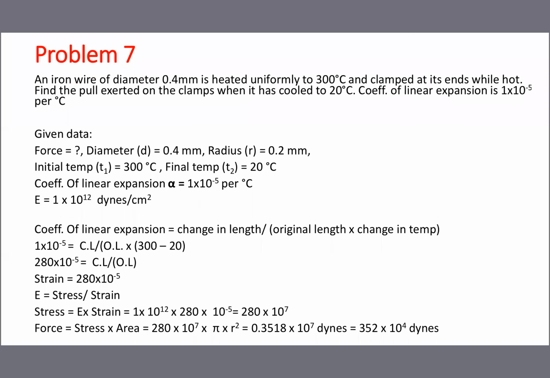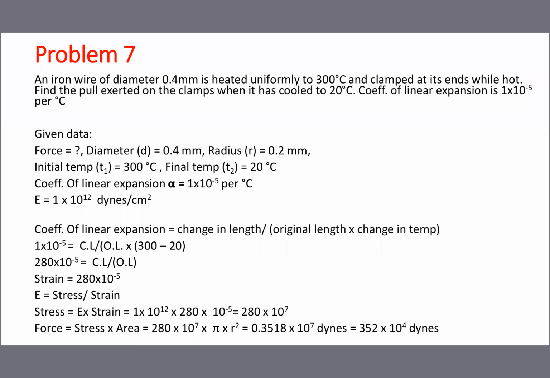Then problem number 7. An iron wire of diameter 0.4 mm, so diameter is given, heated uniformly to 300 degrees centigrade and clamped at its ends while hot. After heating, both ends are clamped by means of bolt and nut. Find the pull exerted. Pull means force. Exerted means applied. Find the force applied on the clamps when it has cooled to 20 degrees centigrade. Initial temperature 300 degrees centigrade, final temperature 20 degrees centigrade.